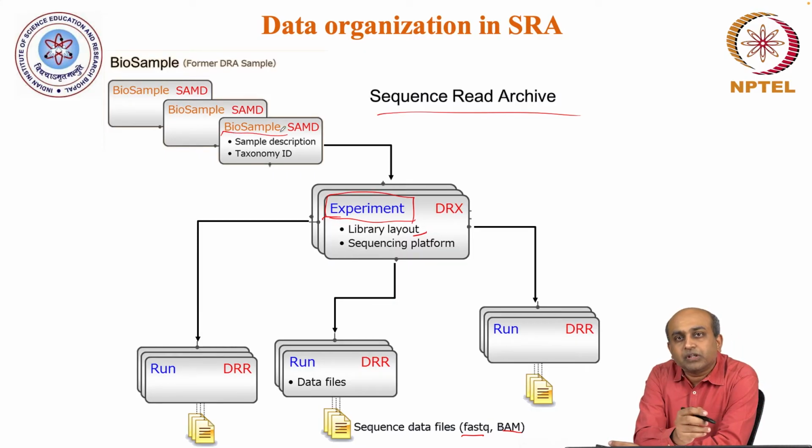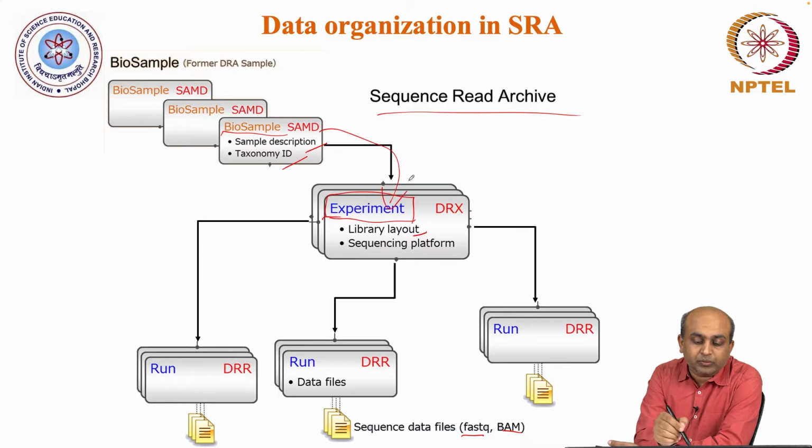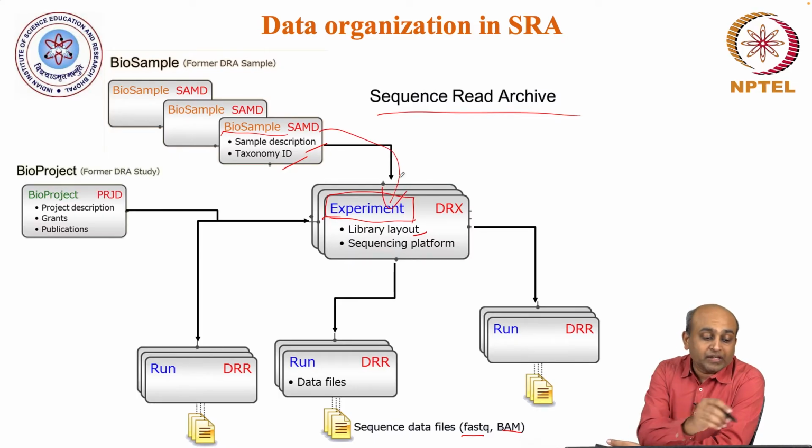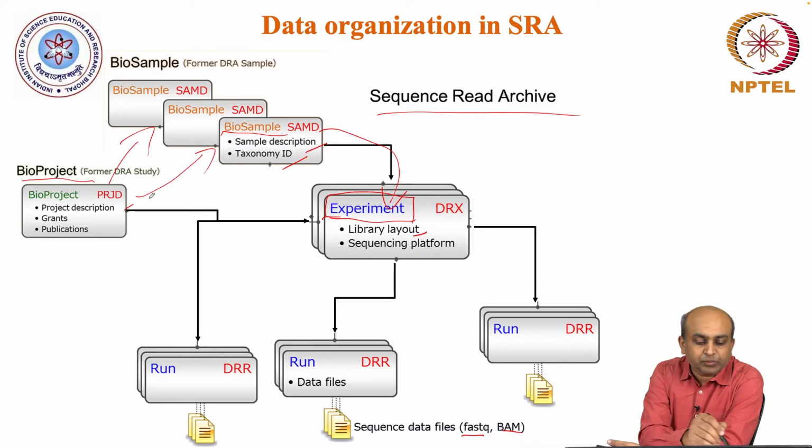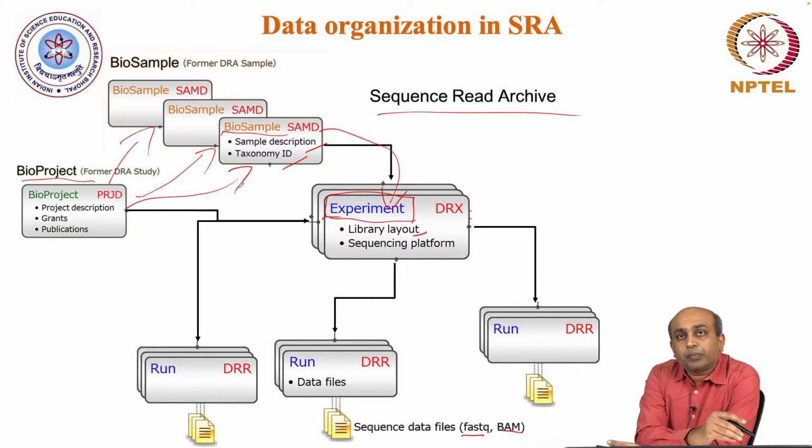The biosample is stored in a different database, where the description of the sample, the taxonomic details of this sample, and other metadata associated with the sample that is being sequenced, or the experiment that is being sequenced, are stored in the biosample. And there is also a higher-level hierarchy, that is your bioproject. A bioproject can contain multiple such biosamples, and in your bioproject you describe the overall goal of your project.